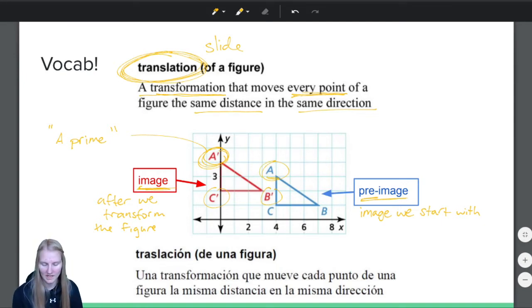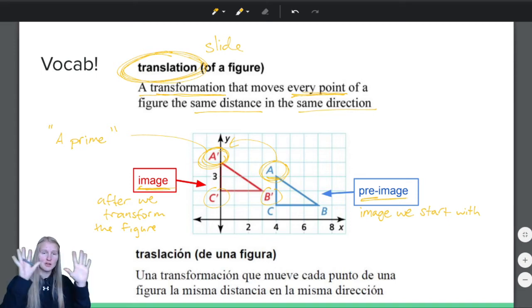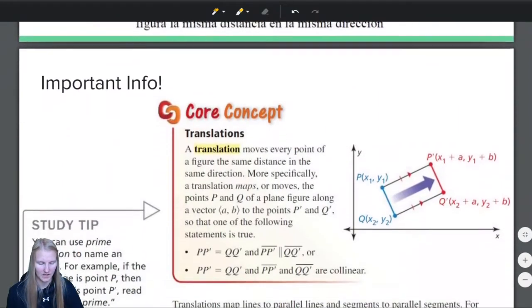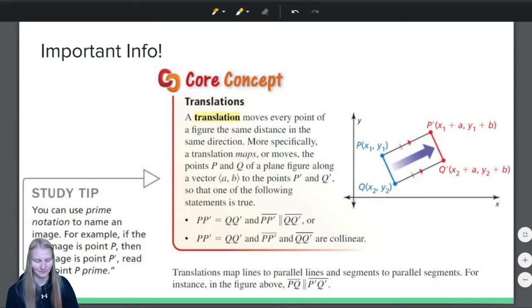So we know that it is point A but moved. It's point A after the transformation. So that's what the primes are. Okay, so that's the gist of translations. Now let's dig a little bit deeper into translations.